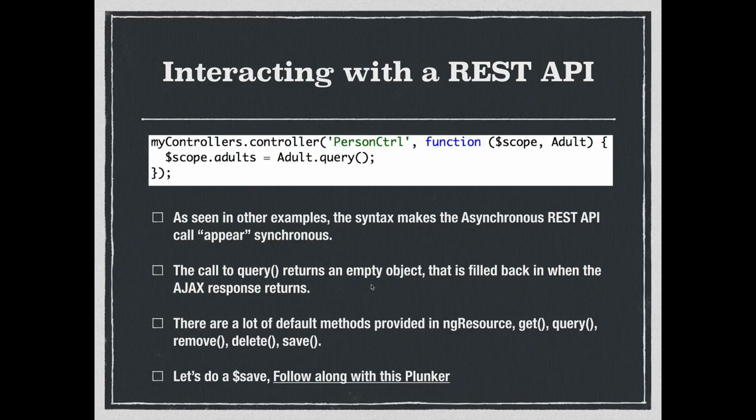So what happens is how this is implemented. When you call query, it returns an empty object, and when the AJAX response returns from that REST API, it fills in that empty object. So you write it and it appears synchronous, but it's not really. I mean, it's going to fill it in. It's not going to be immediate. That adults is going to be ready when you're ready for it.